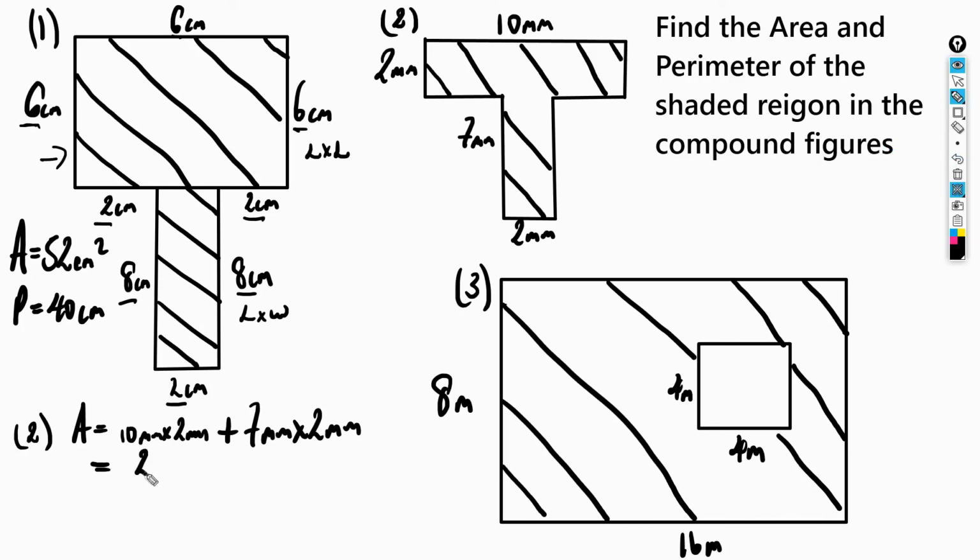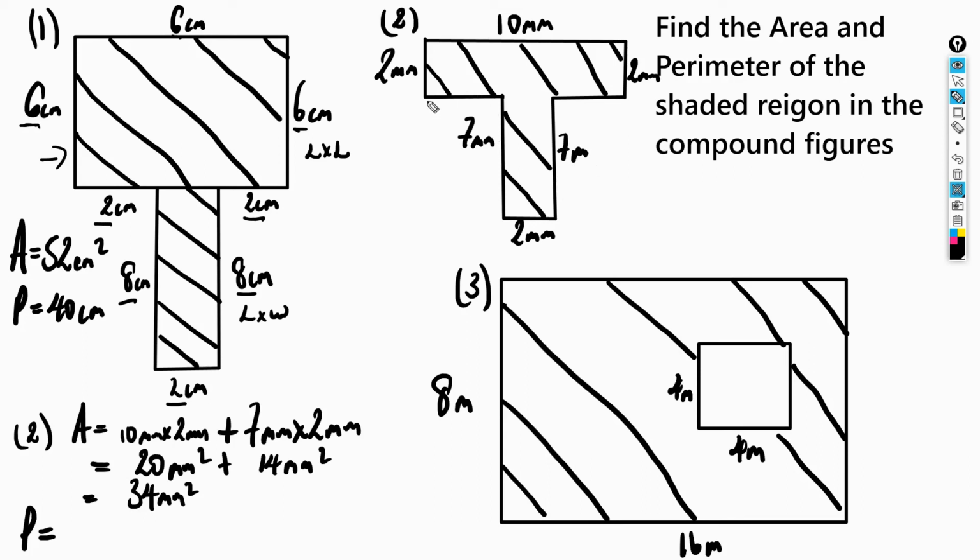We're going to get 20 millimeters squared here plus 14 millimeters squared, and we're going to end up with 34 millimeters squared, right? Now for the perimeter, we have to look carefully. We have to do the same thing as in the previous example. We have to label right around it because we notice some parts of it aren't labeled. So if we look here, this is actually 2 millimeters as well because it's a rectangle. This here is also 7 millimeters as well.